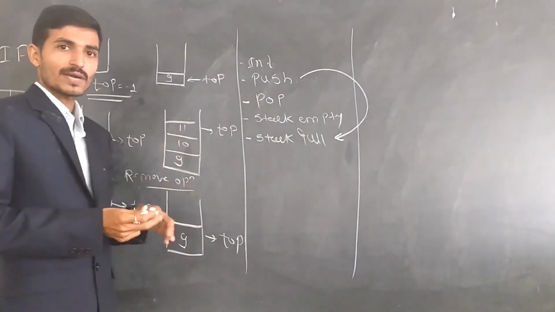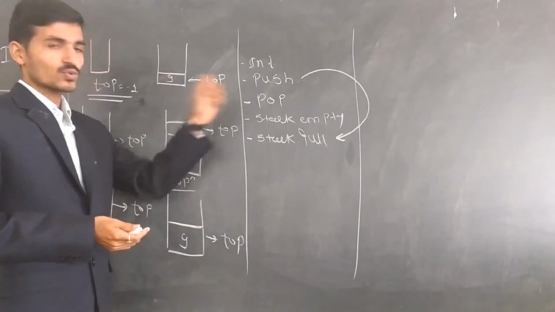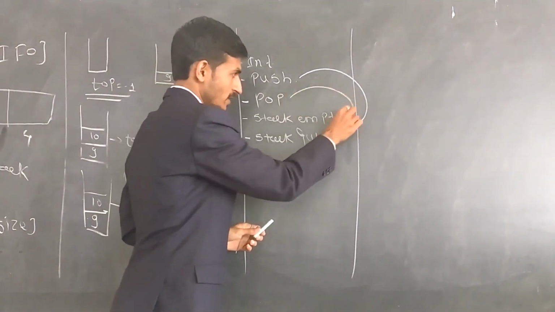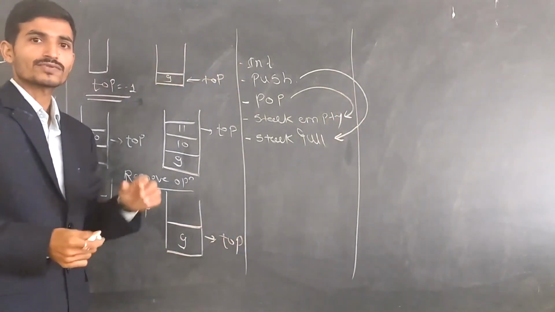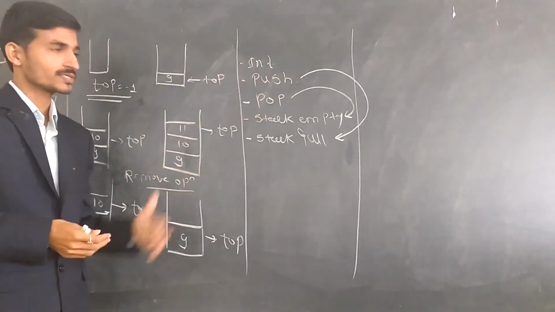Similarly, for the pop operation, when I remove an element from the stack, we have to check one of the conditions, that is, whether the stack is empty. So push and pop are used in a stack while checking whether the stack is empty or full. Now how we implement this concept in C or C++, that we are going to write.